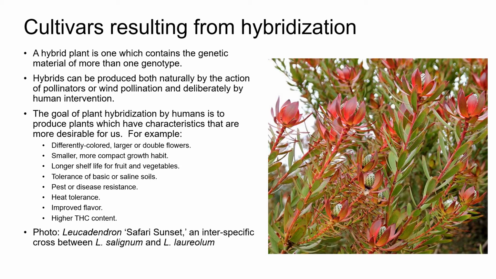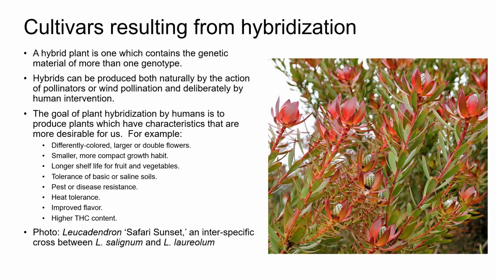Breeders may also be aiming to breed pest or disease resistance into a plant so that fewer chemicals have to be used. Or they might be wanting to breed heat tolerance into a plant, which, for example, might enable a plant that's native to the Midwest to be marketed in areas like Florida, Arizona, and Southern California. We might be looking for improved flavor in fruits and vegetables, or we might be looking for higher THC or CBD content if we're growing cannabis.